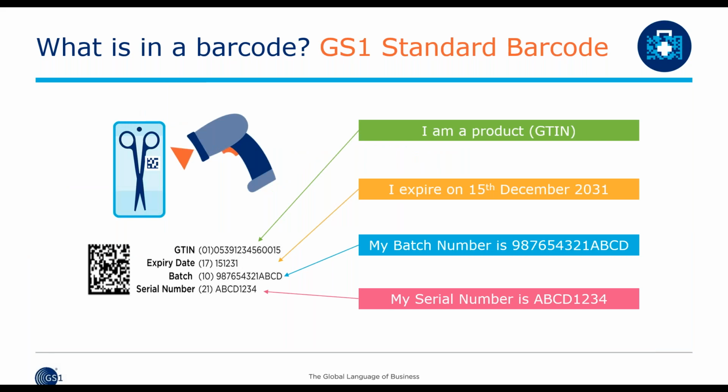And again, we see here that, as Siobhan mentioned earlier, the GS1 data matrices are becoming the preferred barcode type in healthcare, as one can encode much more information into a smaller space. So we see in this example that when the barcode is scanned, the system will know that it is a product. It'll know its GTIN. It'll know its expiry date, batch number, and serial number.